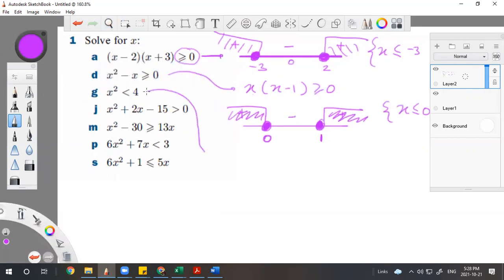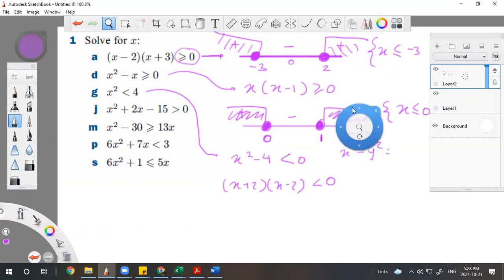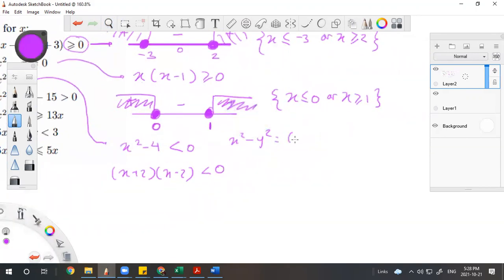Yeah. Next, let's try to do G. So how to do G? You need to put everything on the left side first, less than 0. And I think we can simply factorize this: x plus 2, x minus 2, right? Remember why? Because x squared minus y squared can be factorized to become x plus y and x minus y, right? So why is it 2? Because 4 is 2 squared. So x squared minus 2 squared less than 0, right? So the 0 makers will be -2 and 2.